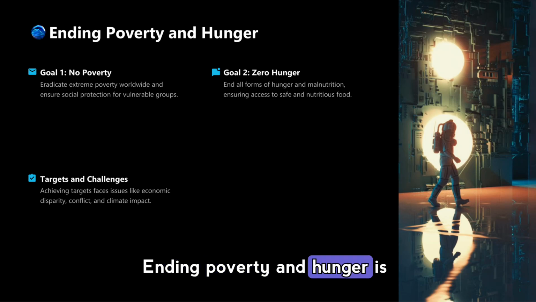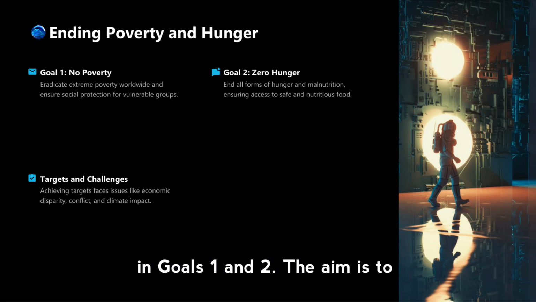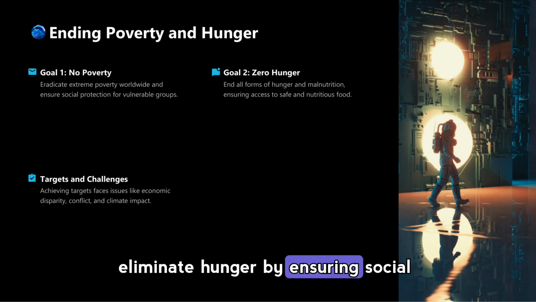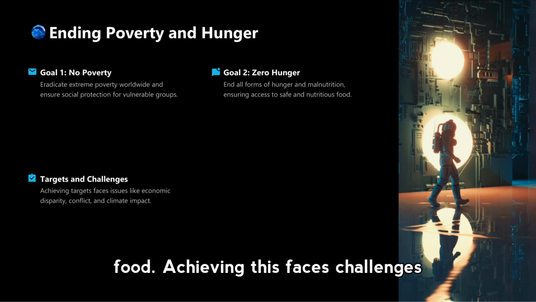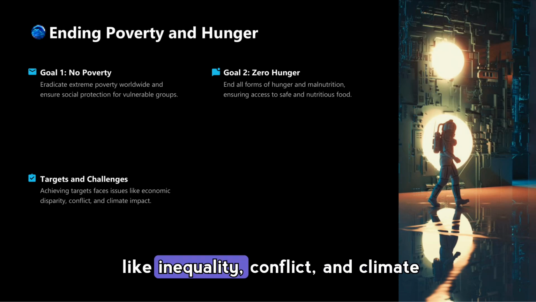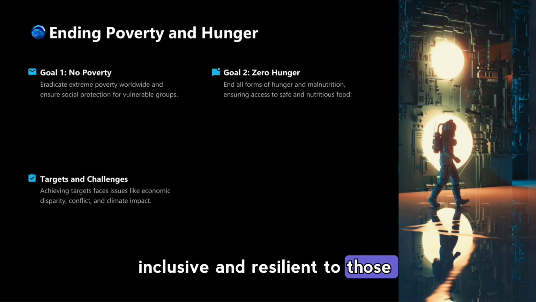Ending poverty and hunger is foundational to the SDGs, captured in Goals 1 and 2. The aim is to eradicate extreme poverty and eliminate hunger by ensuring social protection and access to nutritious food. Achieving this faces challenges like inequality, conflict, and climate impacts, so policies must be inclusive and resilient to those pressures.